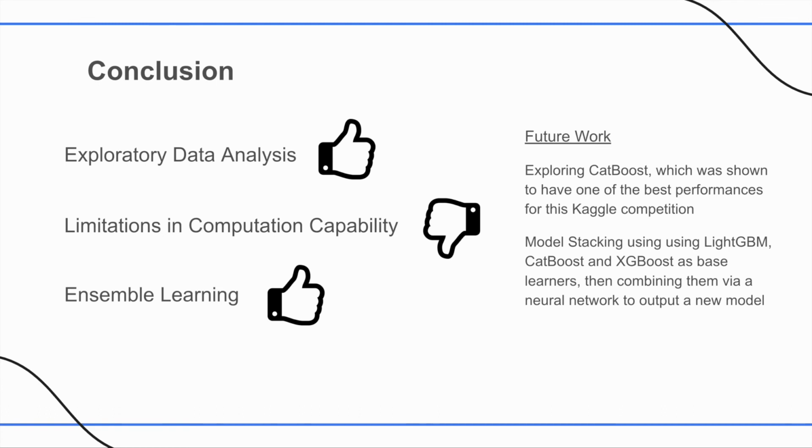And lastly, we realized the ensemble learning method by combining AdaBoost, XGBoost and LightGBM achieved one of the best results that we've gotten. And further work could be done on this part. So what we could have done is actually explore CatBoost, which was shown to have one of the best performances for this Kaggle competition. So maybe by incorporating CatBoost with the ensemble learning, we could have achieved a better result.